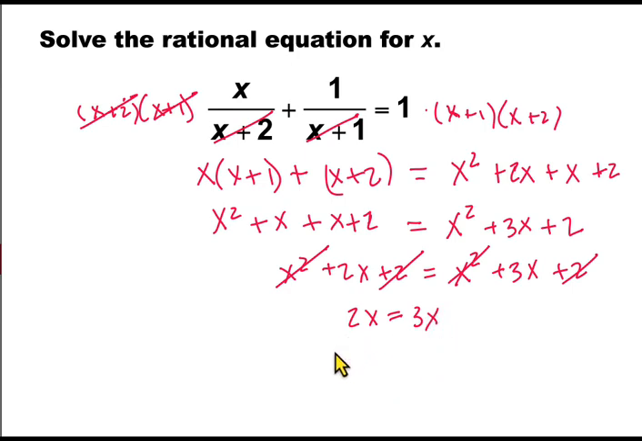Subtract 3x from both sides, and we get negative x equals 0. Multiplying both sides by -1, we get x is equal to 0. You can test this value of x with the original equation to see if it is a solution.